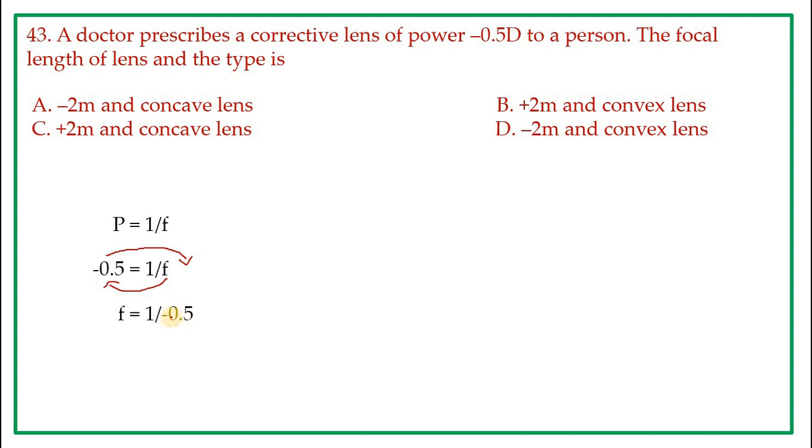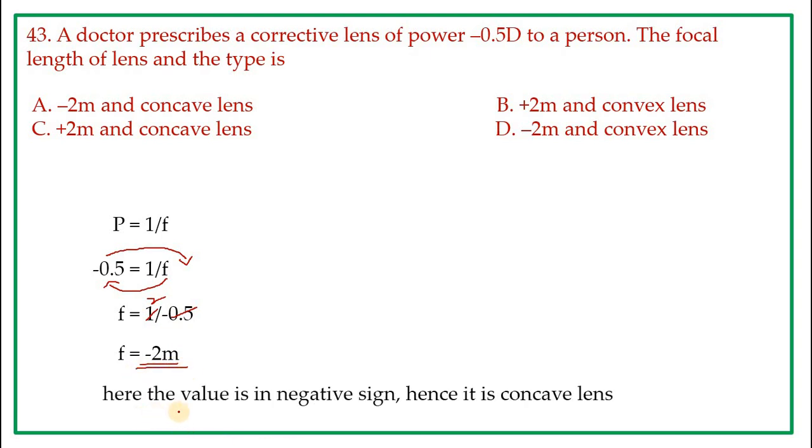So now 0.5 means that is half. So half 2's are 1. So the F value we get is minus 2 meter. So the correct answer, see here, the value is negative as I said earlier, hence it is a concave lens. And the value is how much? Minus 2 meter. Hence the correct option is 2 meter and concave lens.